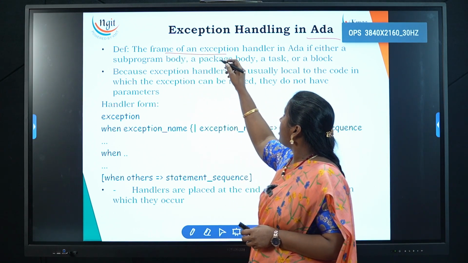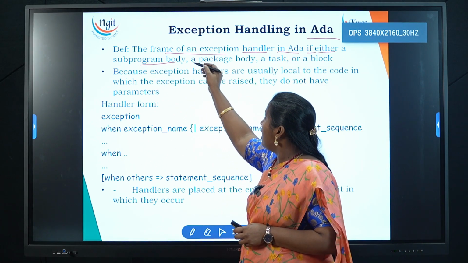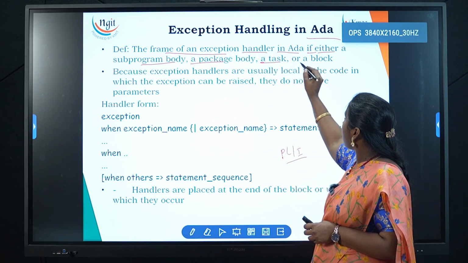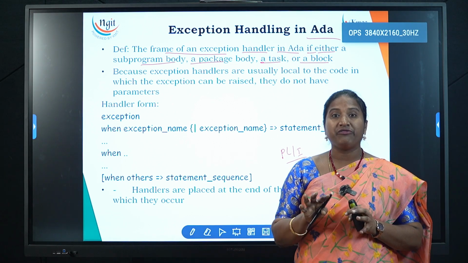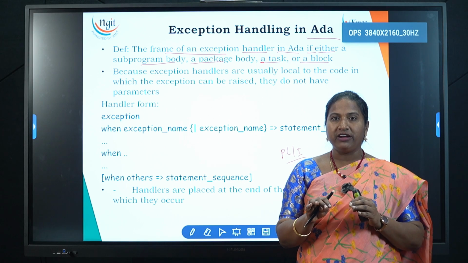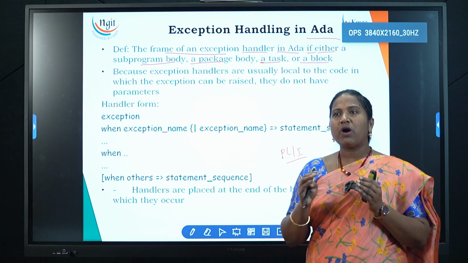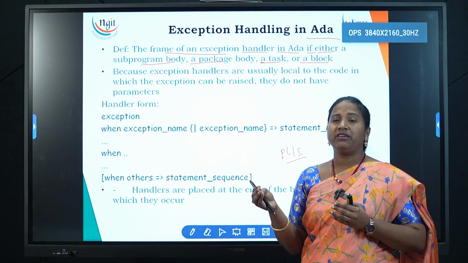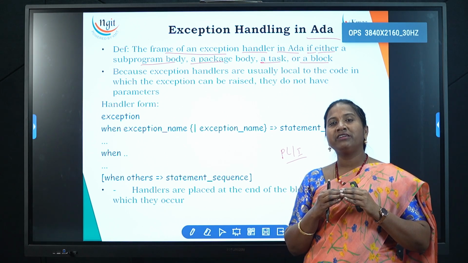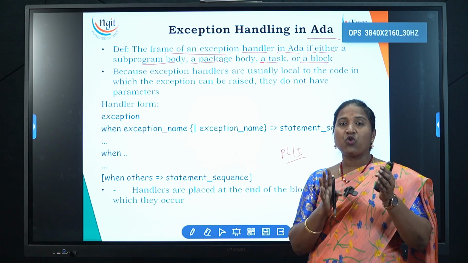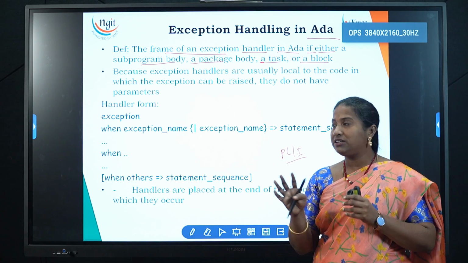The frame of an exception handler in Ada is either a subprogram body, a package body, a task or a block. This is the definition of how an exception handler is defined. An exception handler is defined in a subprogram or procedure, in a task or in a block. As there are 4 different kinds of places, whether we write the exception and the exception handler in the same area or in different areas, will the scope of that exception get carried through the program? That part we'll see.